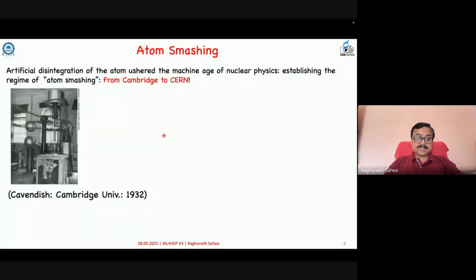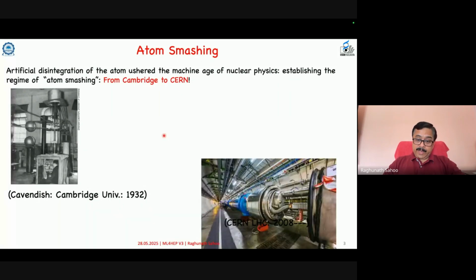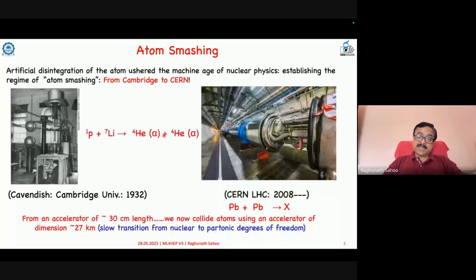that Cavendish Laboratory in Cambridge in 1932 is where the first artificial disintegration of an atom happened, through bombardment of protons on a lithium target, giving you 2 helium. This was done using an accelerator. And the whole game of accelerators and smashing atoms started from a 30 centimeter length cathode ray tube.